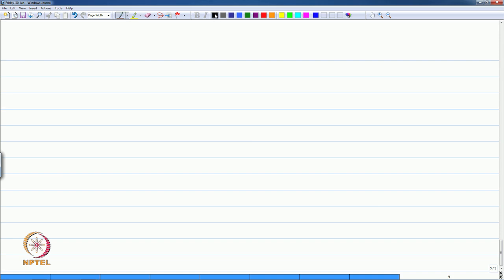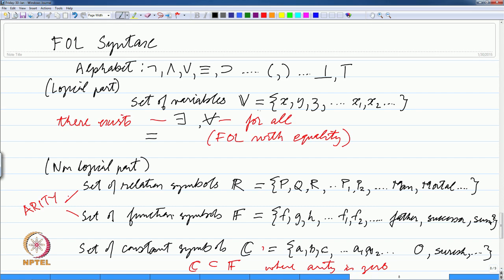So, that was the alphabet, and then we define a set of terms. Let us use this notation for the set of terms, and we define it by structural recursion as follows. Remember what did we have? We had a set of variables V, a set of relation symbols, a set of function symbols, and a set of constant symbols, and then we had these other logical connectives, and we had there exists and for all and equality as well.